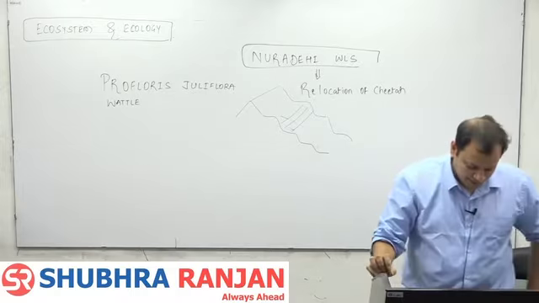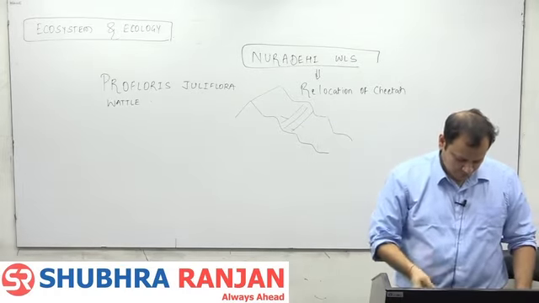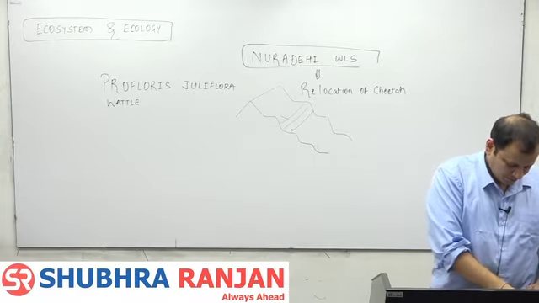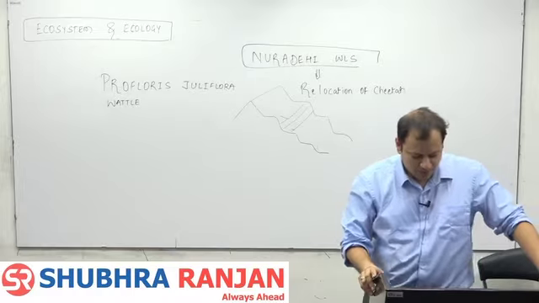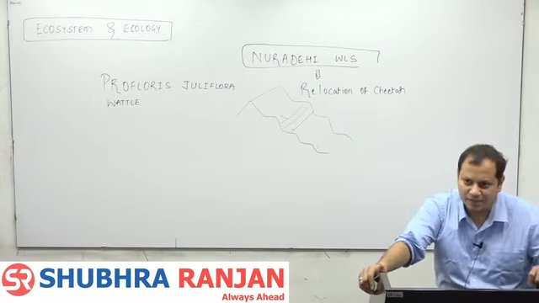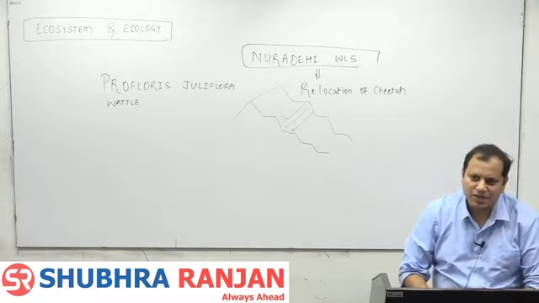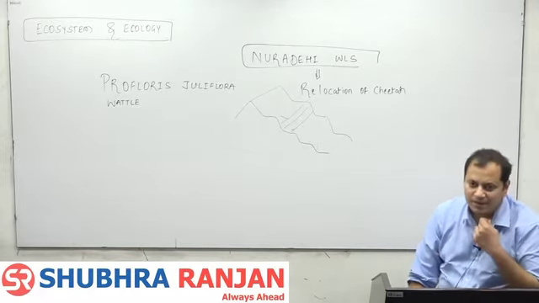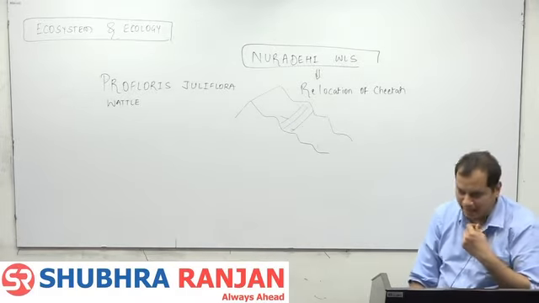Question number 49. You have to see where is lion-tailed macaque found. Eastern Ghats, Western Ghats, where? Only Western Ghats. So what are the states in the Western Ghats? Tamil Nadu, Kerala and Karnataka. So answer is A.